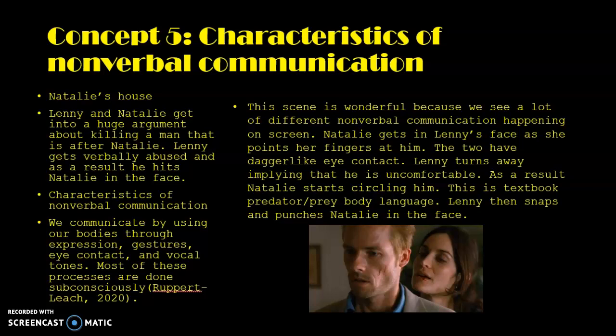And most of these processes are controlled by our limbic system, which is a very old area of the brain. It's very ancient and sort of unconscious. You can control your nonverbal body language consciously, but more often than not, it's going to happen subconsciously.